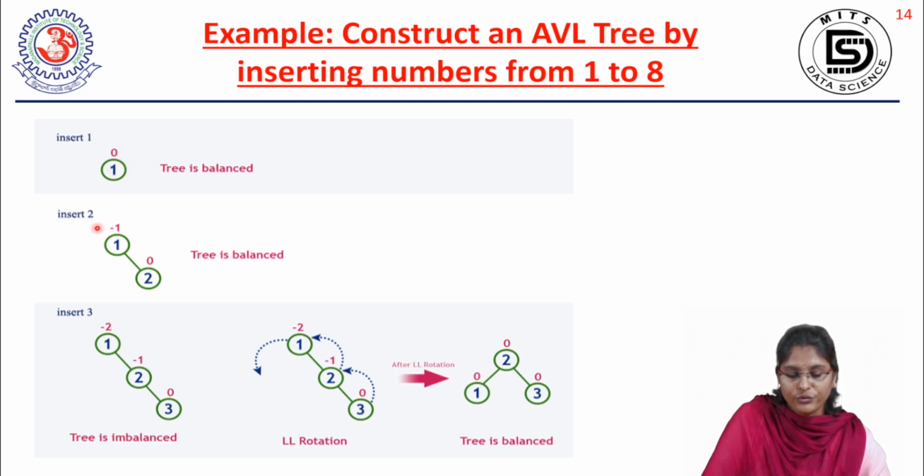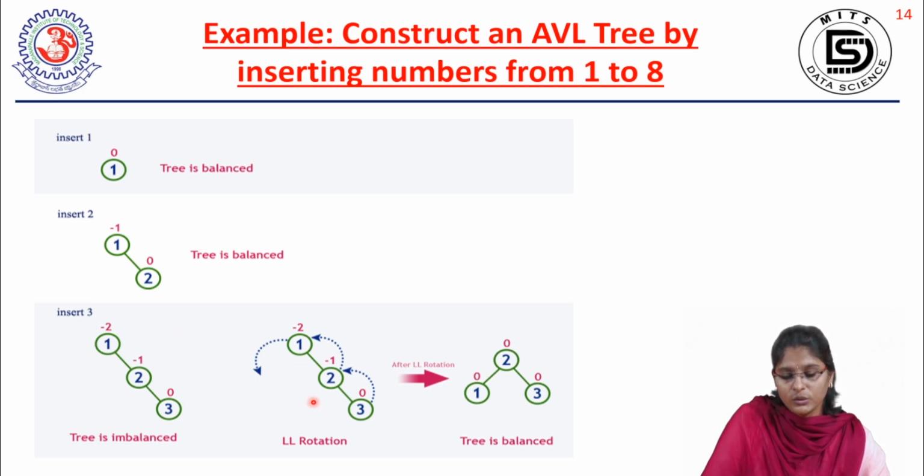And insertion of 2: 2 is greater than 1, so I have to insert it on the right side. So 0 minus 1 is minus 1, so the balance factor is correct. And insertion of the value 3: see here, 3 is inserted on the right side of 2, then the balance factor of the root node is minus 2. The property is that we need the balance factor to be 0, minus 1 or 1. So here the tree is imbalanced.